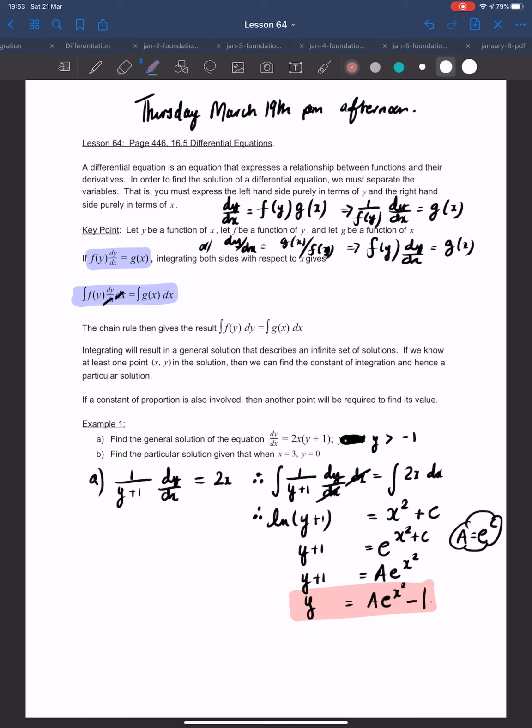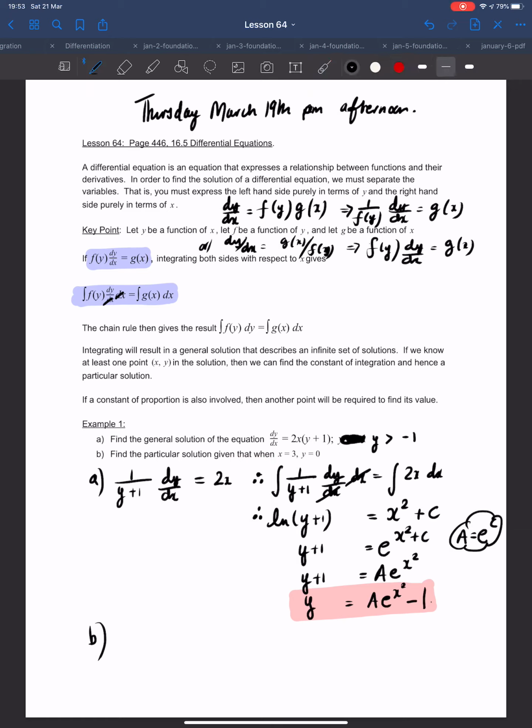Okay, right, so next for part B, we've got x is 3, y is 0. It says find the particular solution given that x is 3 when y equals 0. There. X is 3, y equals 0. That's the bit that I homed in on.